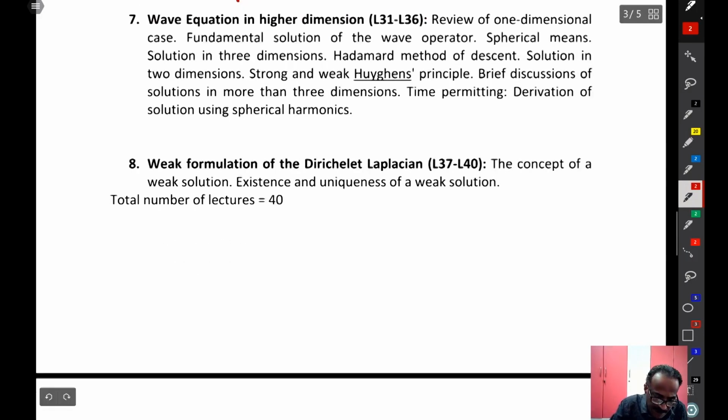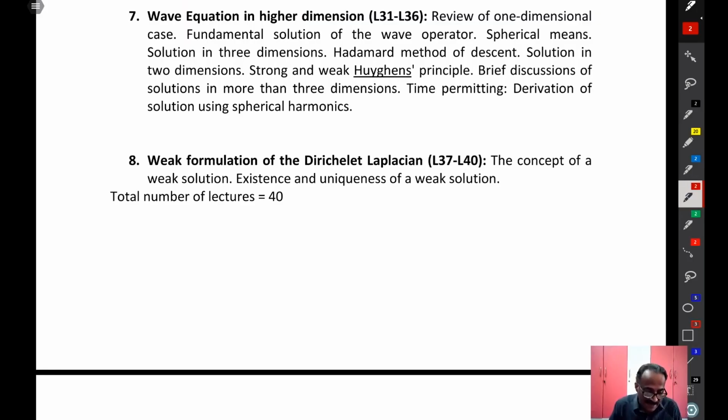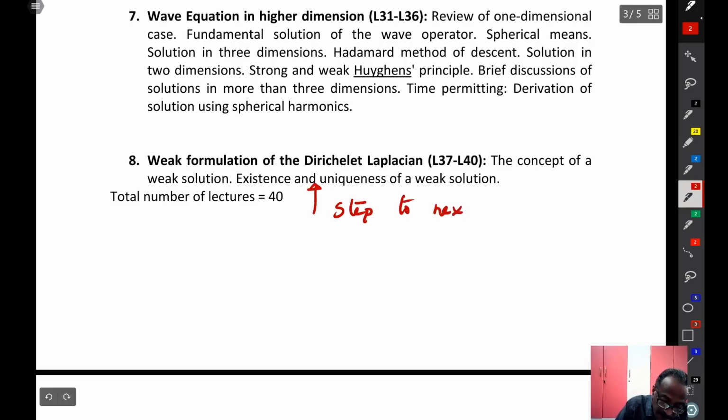Then this is section 8. What you have seen is a weak formulation, and that's the stepping stone of a PDE to the next PDE course. So we will not be able to do much here, but what we want to introduce through this course is the concept of weak derivative.